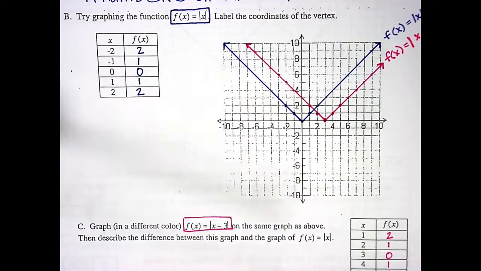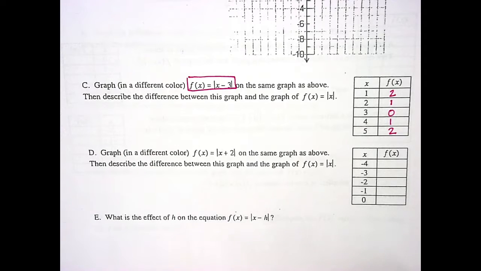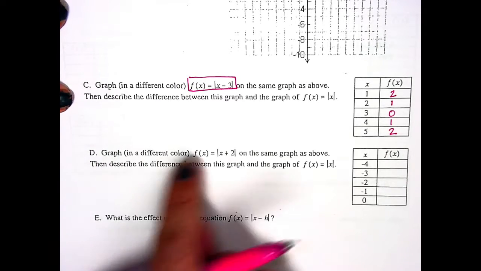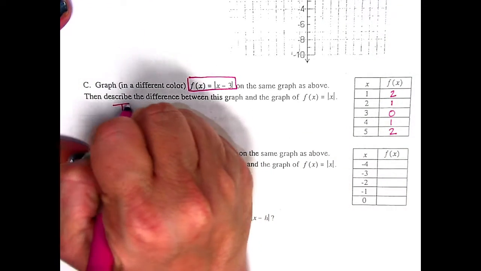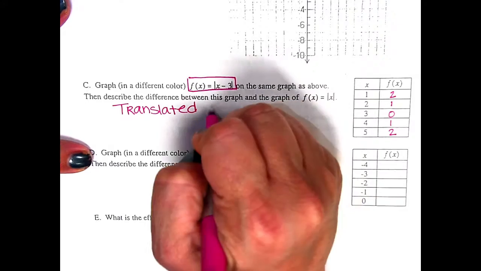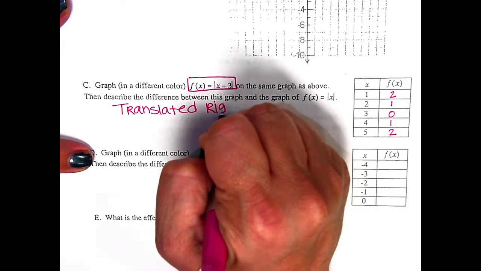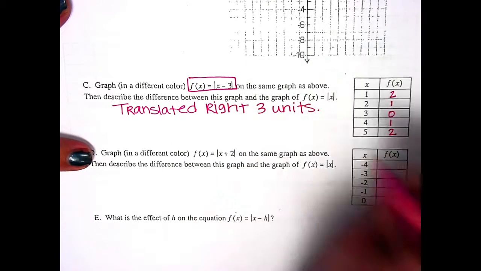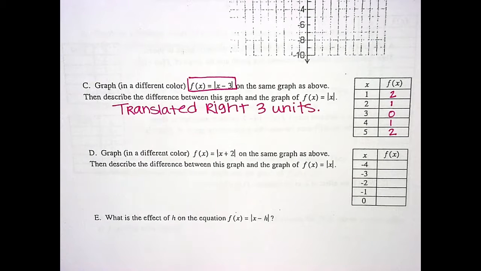Okay, and if you can think back to when we were doing the linear transformations and we were using the h part, the formula is x minus h. So when I put a positive number in there, I have subtraction. So the difference between this graph and the first one is that it translated right 3 units. And it went right because there's actually a positive 3 in there.